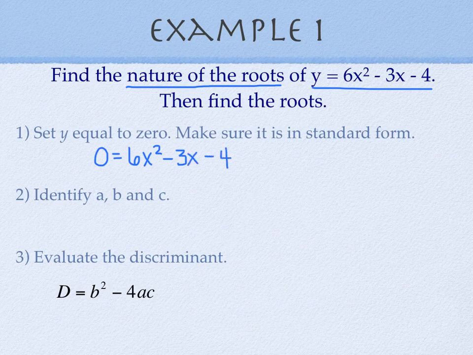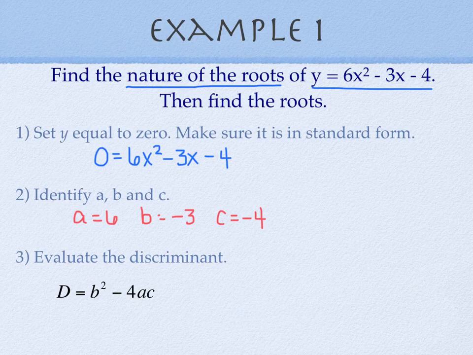Okay. If that weren't in standard form, if I needed to simplify anything in here, I would. But this one was already set up for me. Okay, just like yesterday, let's find A, B, and C. So my A would have to be 6. You guys are probably pretty good at this by now. B is negative 3. And C is negative 4.